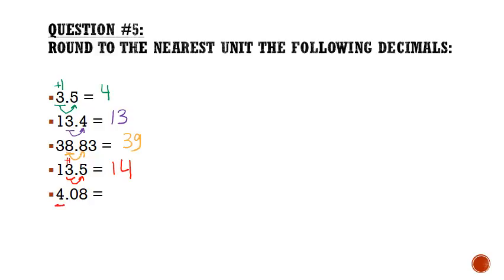4. What do I have just before? 0. So what will happen to the 4? Nothing. It will stay the same. So what's the rounded form? 4. Excellent. Is it clear for everyone? Yes. Good.